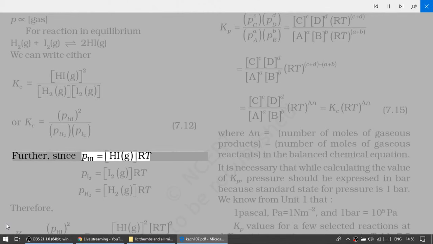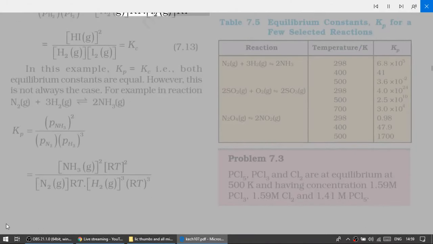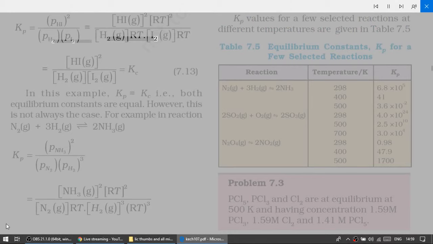Further, since Pp = ρRT, therefore Kp = Kc, ... (7.13).